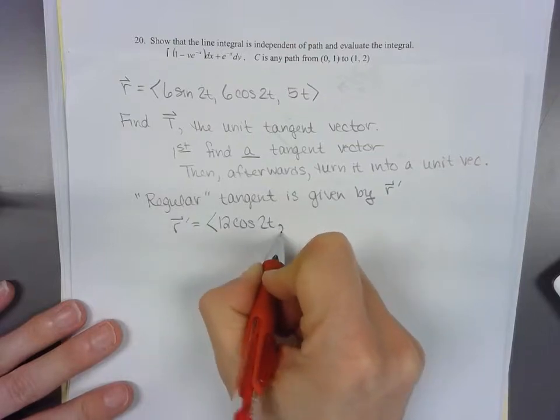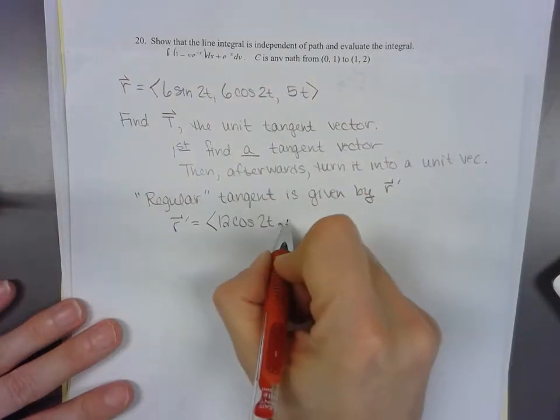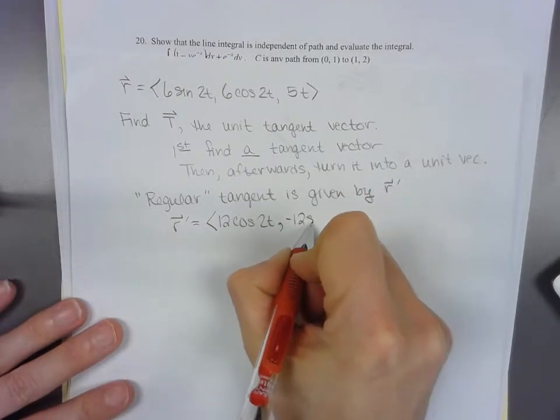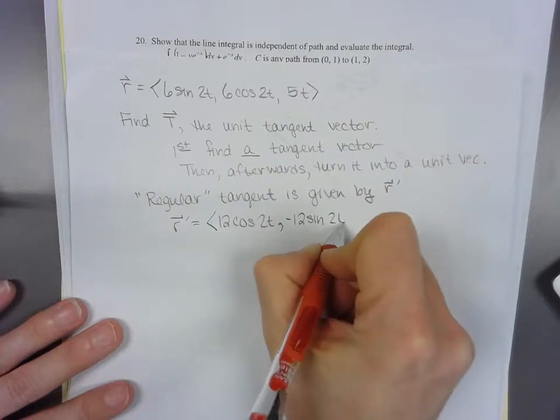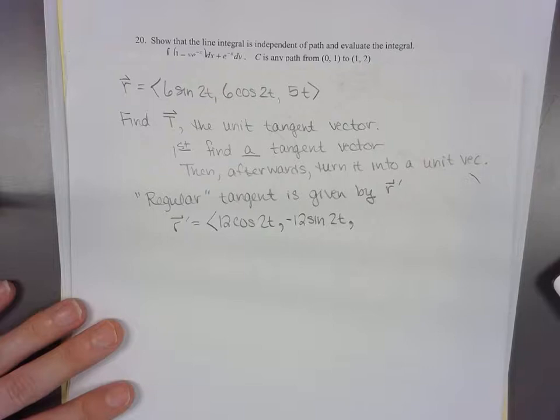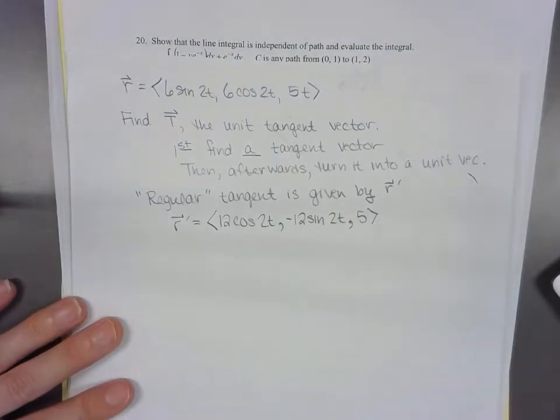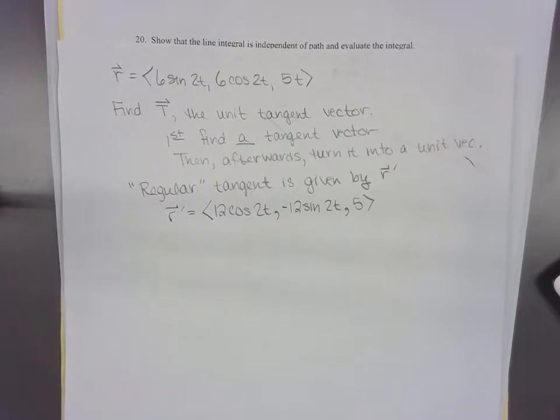And then similarly for the second component, the derivative of cosine is negative, so we'd get negative 12 sine 2t. And then the third component is just 5. Okay, so that is a tangent vector.